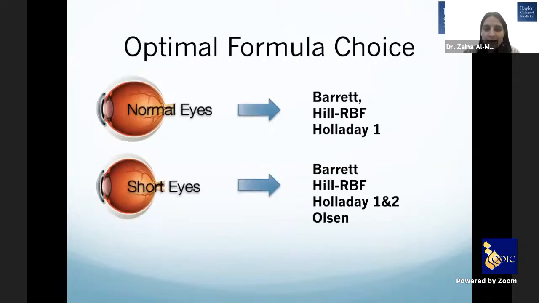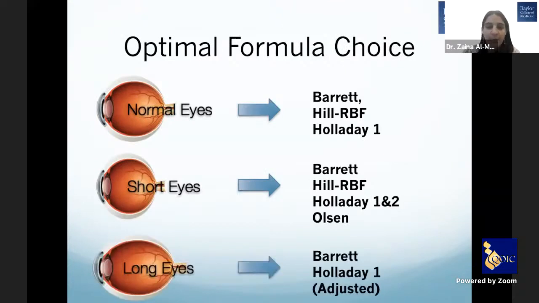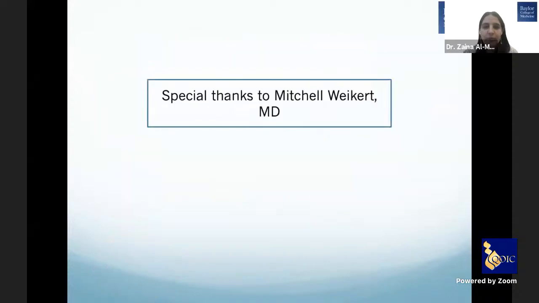The way I look at it, for normal eyes we look at our Barrett, Hill, RBF, and Holladay 1. That's really optimized. For short eyes, look at the Olsen if there's something we're worried about. And then the Barrett and the Holladay 1 adjusted for the long eyes. So thank you again.